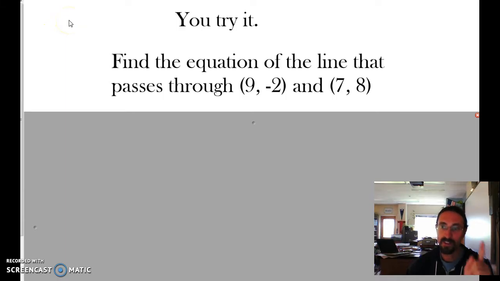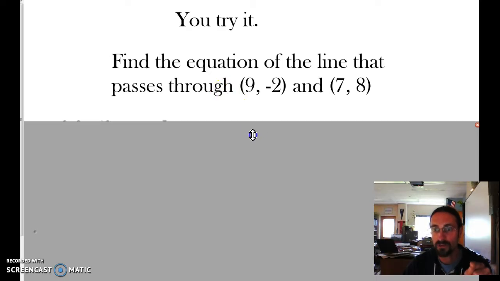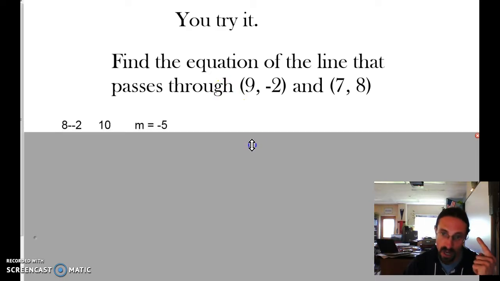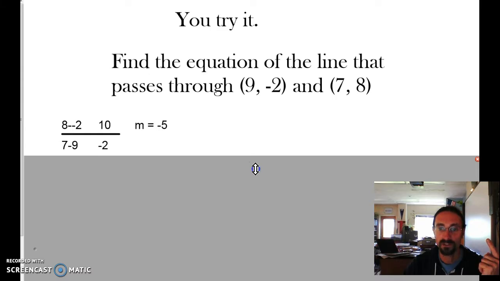So now you try it. Find the equation of the line that passes through these 2 points. Go ahead and pause the video, try it out, and then come back and check your answer. All right, welcome back. Here we go. We're passing through these 2 points. So again, first things first, let's determine what the slope is.